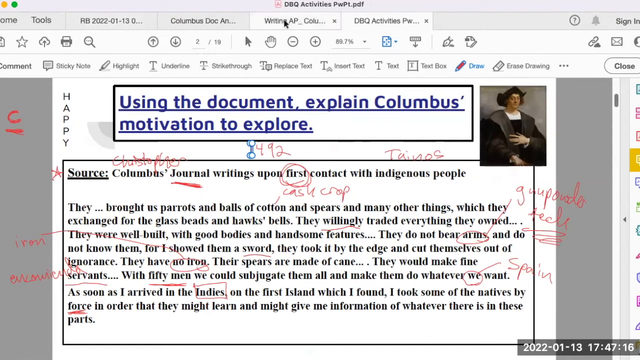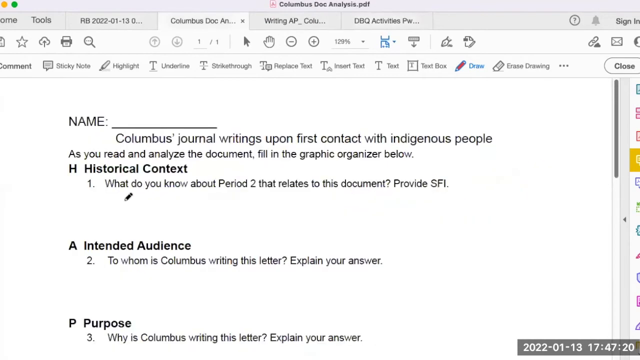So go ahead and pause the video and take a moment to answer this first question. What do you know about period 2, before period 2, during period 2, or after period 2, that relates to this document? What background information do you have? And then provide specific factual information to this. So pause the video and do that first.